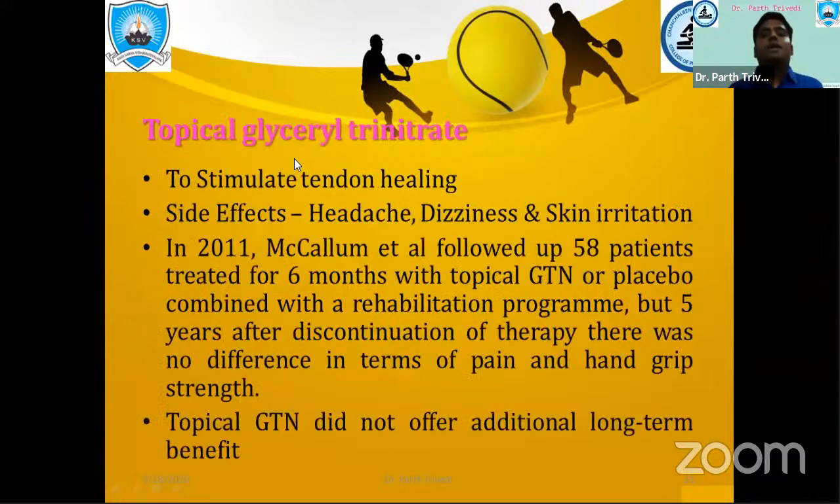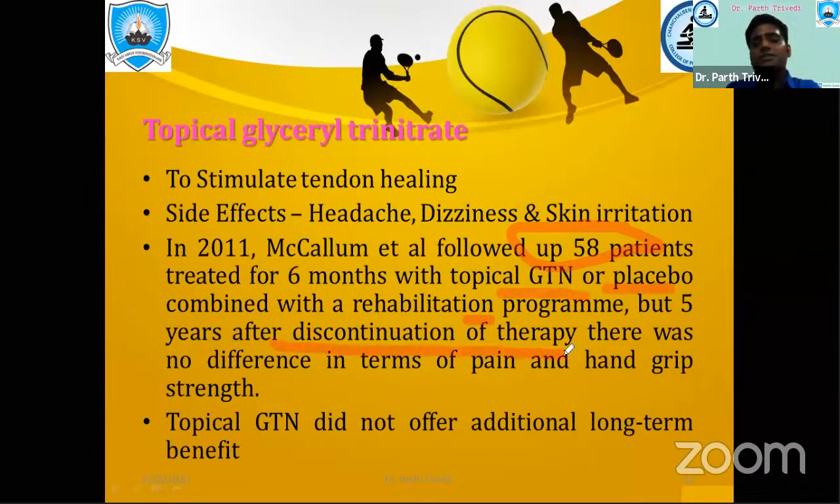TGN, topical glycerol trinitrate patches. It has shown an effect on tendon healing, but one of the most common side effects is headache, dizziness, and irritation. Very few people and very few practitioners use this kind of patch for pain relief. In 2011, McCallum did a study with around 58 patients, a very small group. Patients received 6 months of topical GTN with placebo effect and rehabilitation, but 5 years after discontinuation of therapy, there was no difference in pain and hand grip strength. So there is no significant evidence for TGN, and it has no additional long-term benefits.